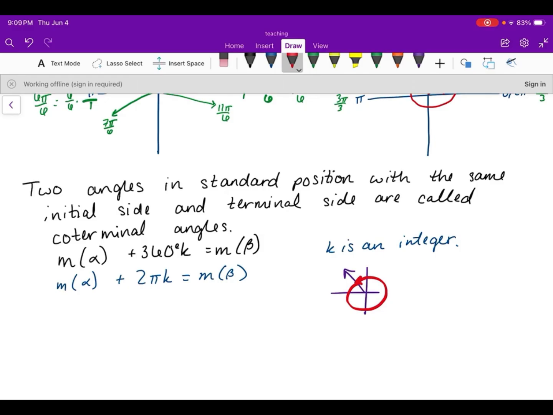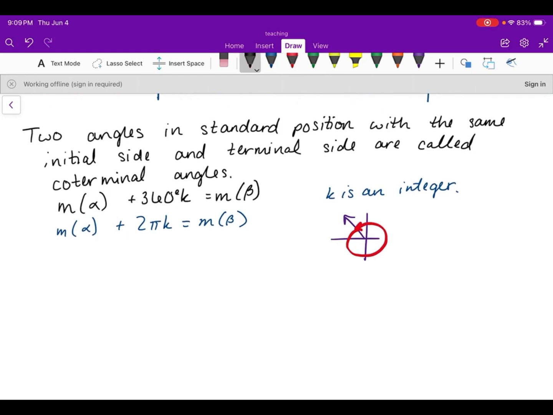Now in radians, you would add 2 pi. Let me explain the k for a second as well. The k just means how many times you would like to add it. How many times do you want to wrap around your circle? If you want to wrap around your circle twice, then you're adding it twice. If you want to go the opposite direction, clockwise instead of counterclockwise, then k is -1, or you would just subtract 360 in that case. And there are different reasons you might do this.